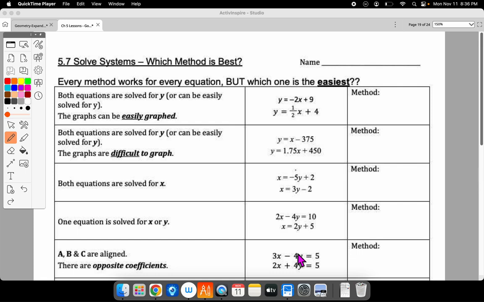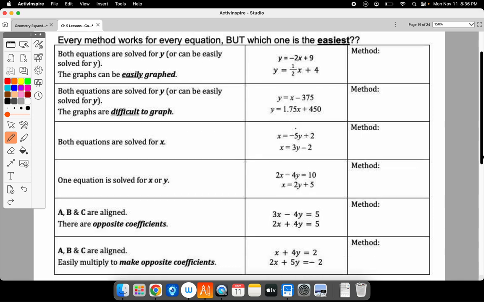For this next lesson on systems, we're just going to determine which method is best. We have three methods. We have graphing, we have substitution, and we have elimination. But you have different types of word problems, or different types of problems. So how do you know which one to use?